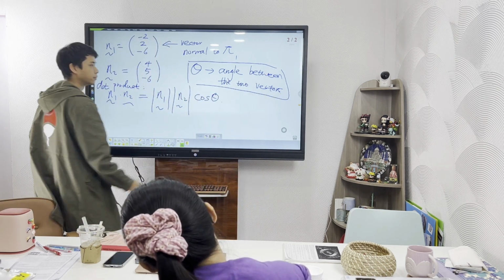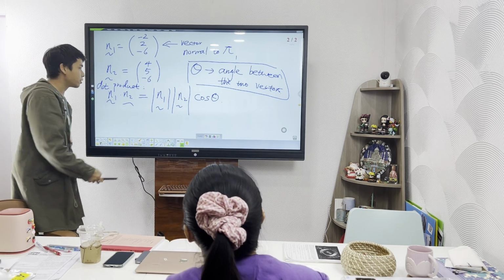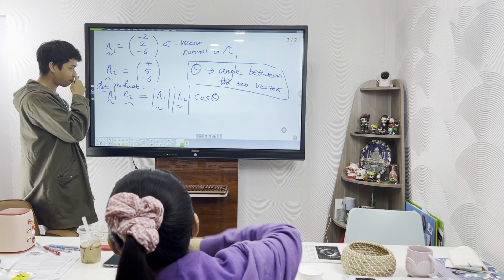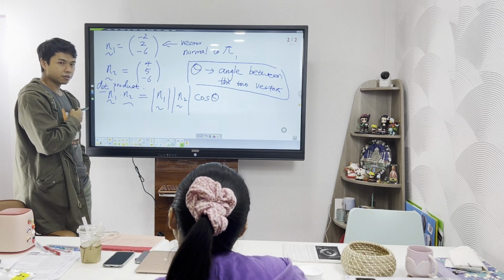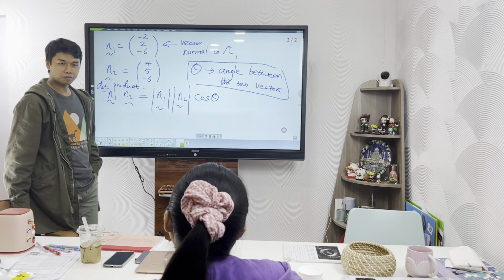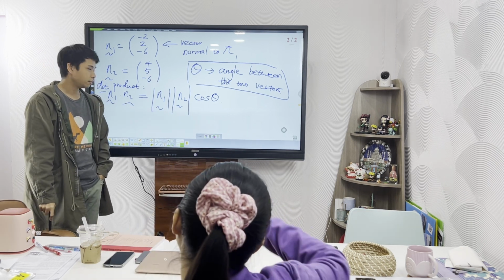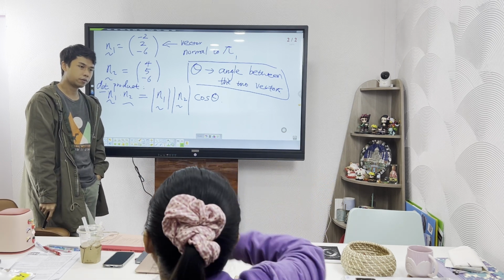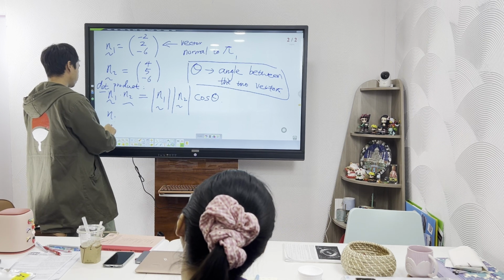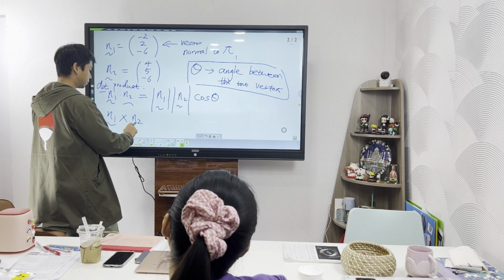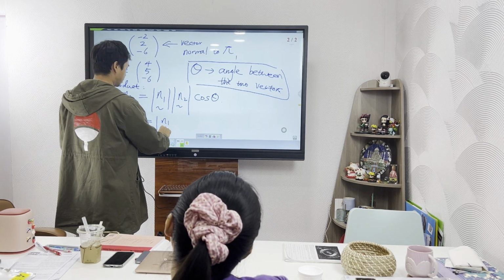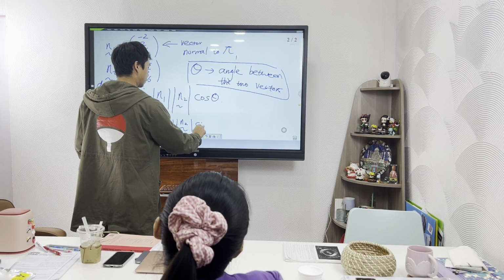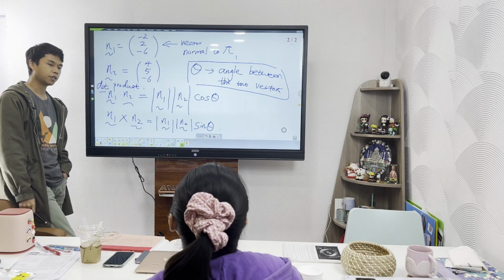But why do you use cosine? I don't use cosine. It's just that I prefer the dot product formula. The formula is always cosine for dot product. There is no other exception. So it's always cosine, unless you do n1 cross n2. This will be the length of n1, the length of n2, sine theta. So these are the two formulas.